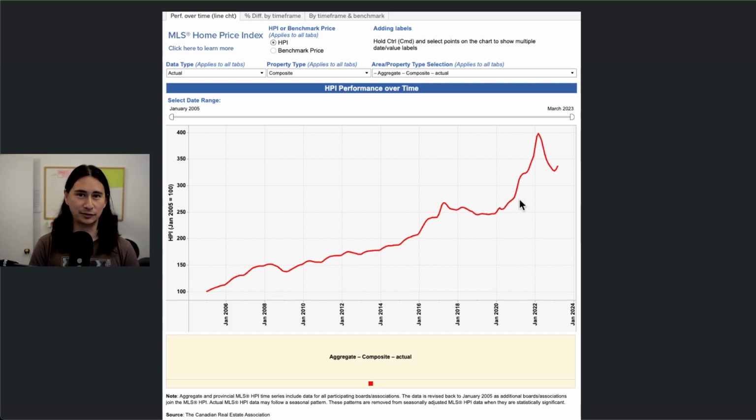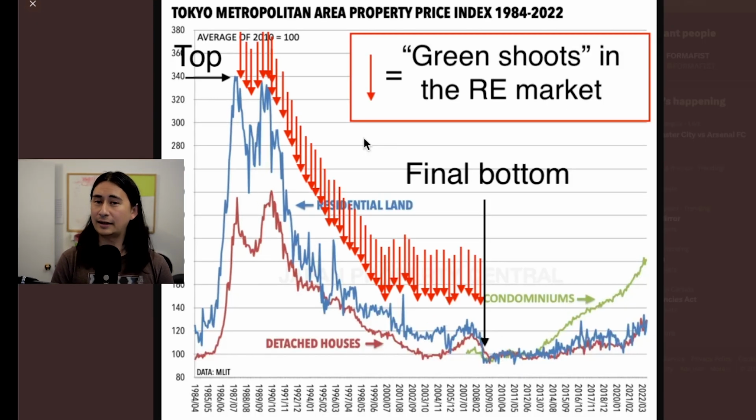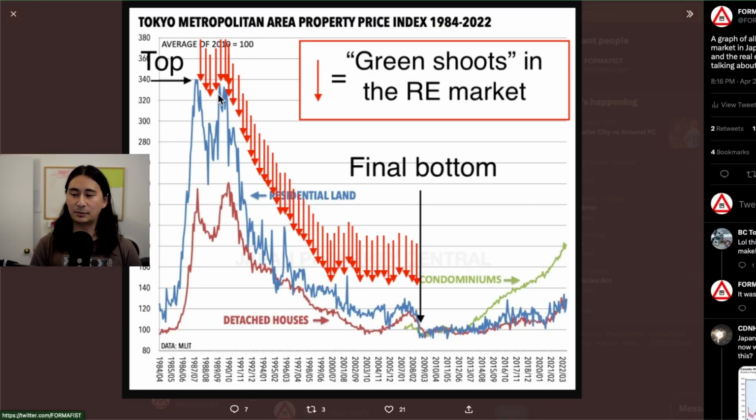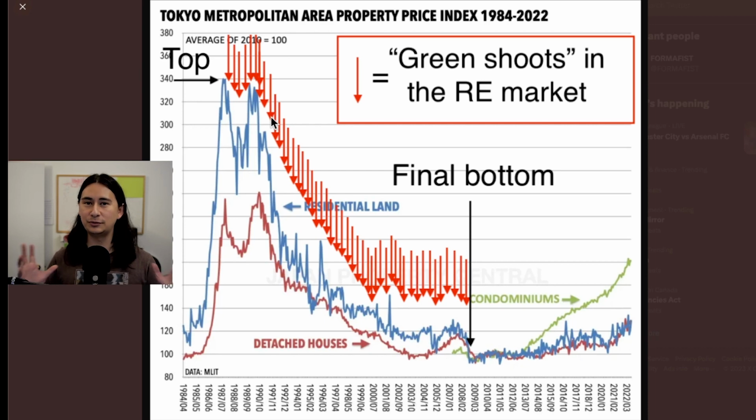These little moves. I made this very tongue-in-cheek, but it kind of shows the Japanese real estate crash. And I'm kind of making fun of the green shoots narrative that's going on now in Canada and thinking, what would that be like in Japan as prices were falling? As you can see, prices didn't fall in a straight line. There was always a reason to be optimistic, to see green shoots all the way down as prices fluctuated up and down and up and down. But if you're zoomed out, you're looking at the big move down.